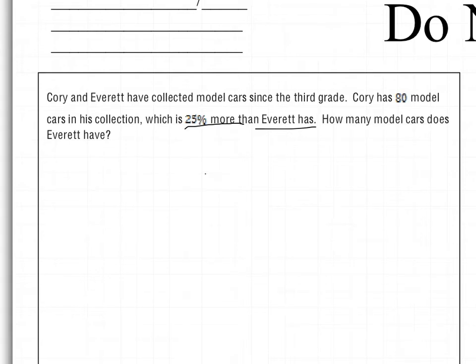So quantity equals percent times whole. 25% more than Everett, telling us Everett is going to be the whole. And that means Corey is going to be the quantity. So I can think about it that way. That's going to help me out.